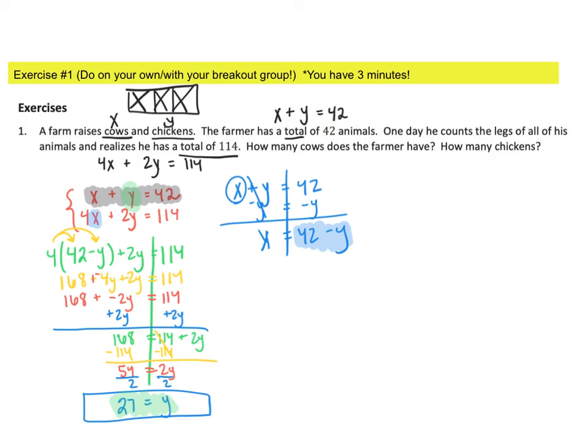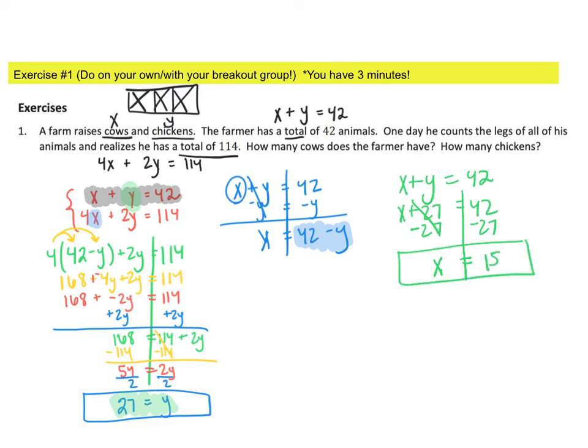So my first equation said x plus y equals 42. I now know that y is 27. So x plus 27 equals 42. I want to get the x by itself, so I'll take 27 away from both sides. And I get x equals 42 take away 27. And my calculator says 15. So I got that x is 15 and that y is 27.